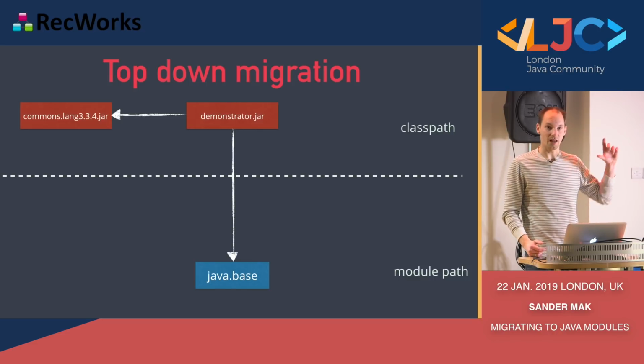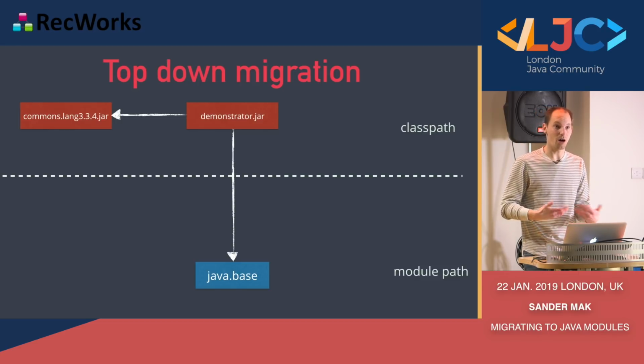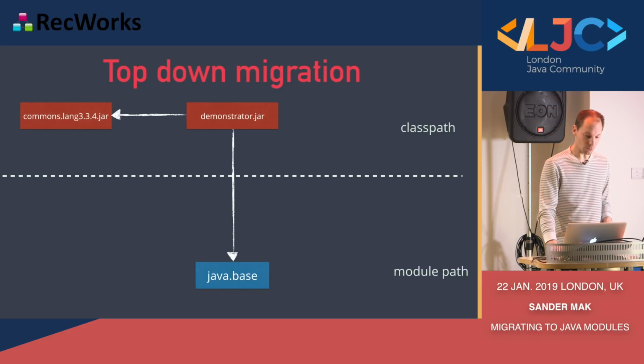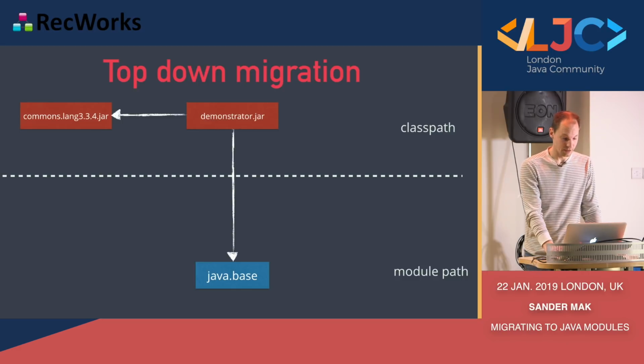So you saw that we had like 40 dependencies in our application. Should these all be modularized before we can modularize our application? That would be a bad thing, right? Because that might take ages before the libraries themselves add module descriptors. So fortunately, there's a solution.